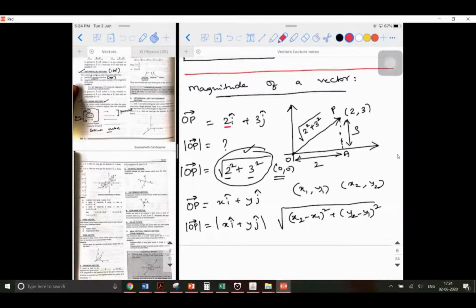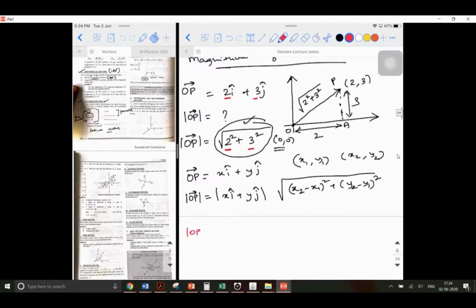Here for OP vector, what does 2 represent? Mathematically, 2 represents the coefficient of i cap. Similarly, 3 represents the coefficient of j cap. So this 2 square plus 3 square means coefficient of i cap square plus coefficient of j cap square. Can I say it like that? Yes or no?